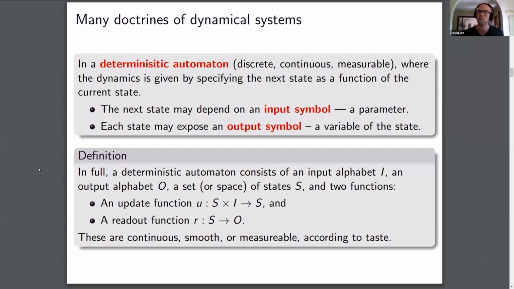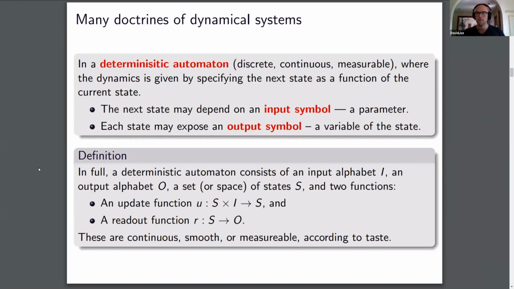What I would call a deterministic automaton might be of many sorts. The action might be discrete, it might be continuous, it might be measurable. But in particular, a deterministic automaton has a discrete time. The next state is determined by the given state and an input symbol. And every state exposes an output symbol. So in particular, we have an input alphabet I, we have an output alphabet O, and we have a set or space of states, and these two functions called the update and the readout.